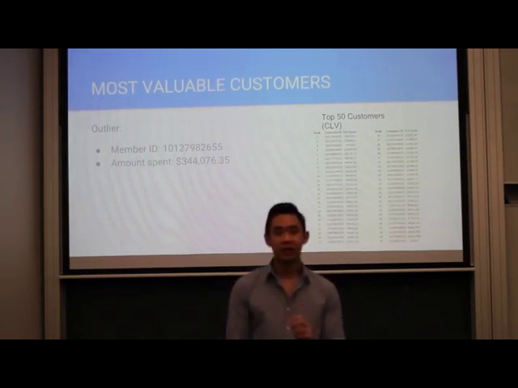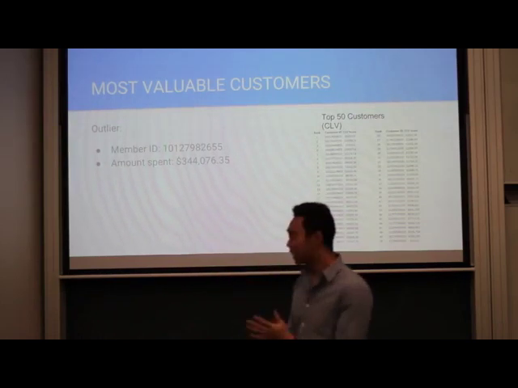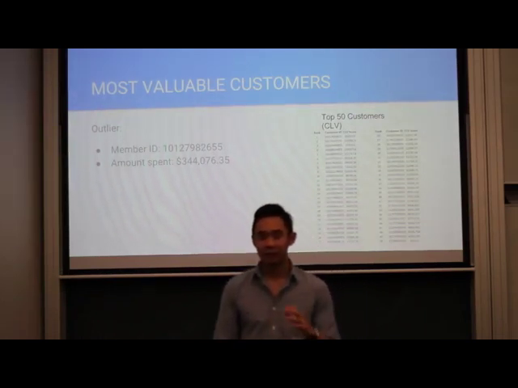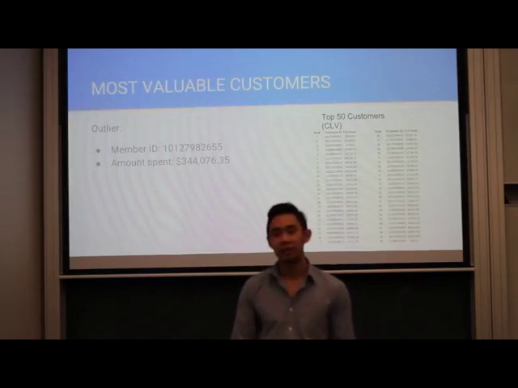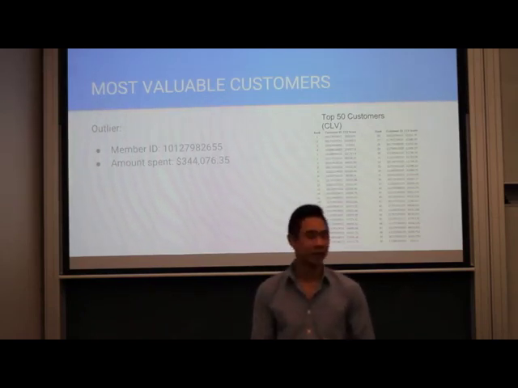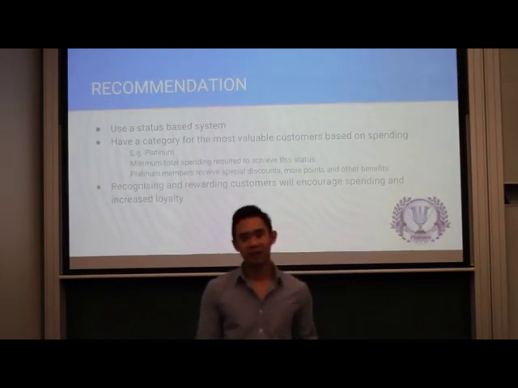So the first most valuable customer is actually an outlier in this data set. This person here has spent more than $300,000 at all 3 chains at FGP. We supplement this with the top 50 most valuable customers based on their CLV scores. So now that we know who our most valuable customers are, it's important to retain them.